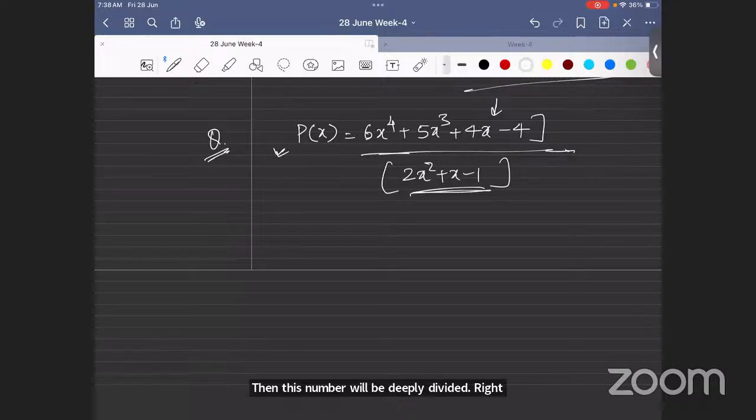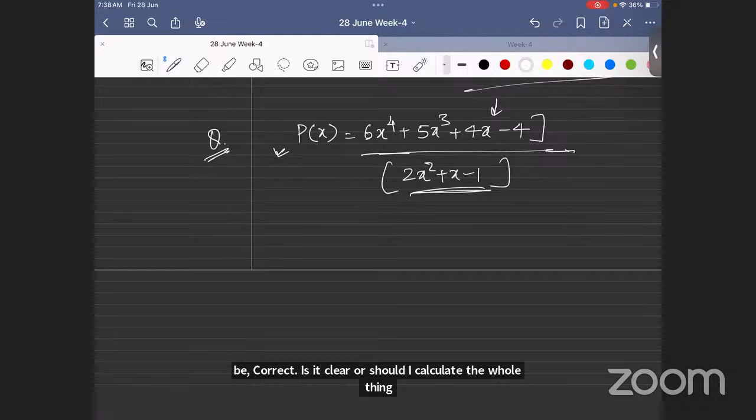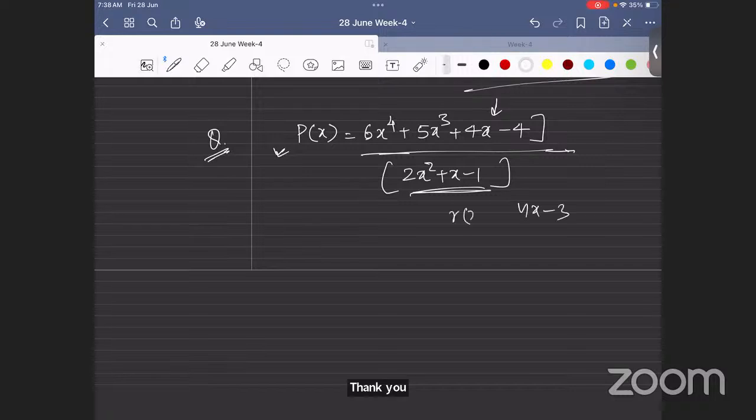No. It's minus 3. What is the answer? 6x minus 3, sir. So, I guess this should be 4x minus 3. Maybe, yes, 4x minus 3. So 4x minus 3 is the remainder that should be subtracted from this polynomial to make it divisible by 2x square plus x minus 1.